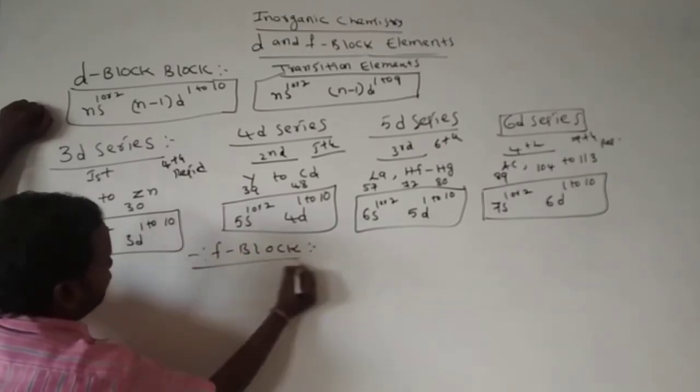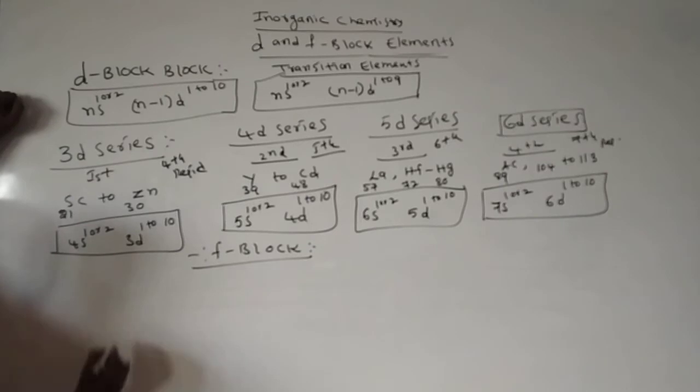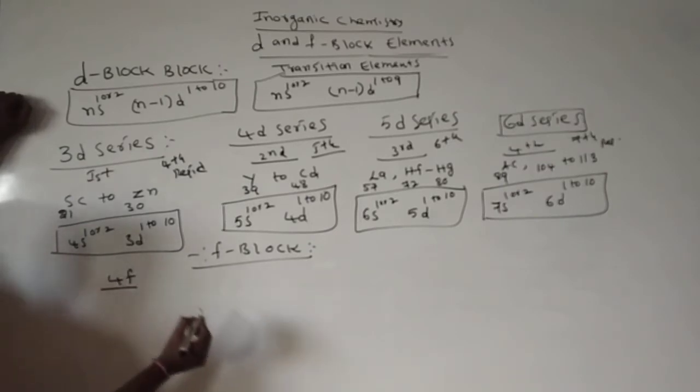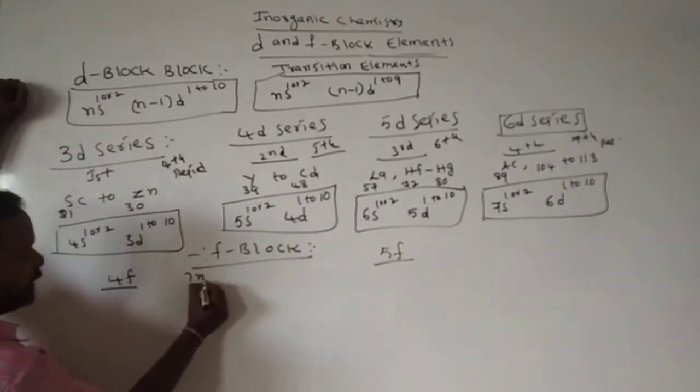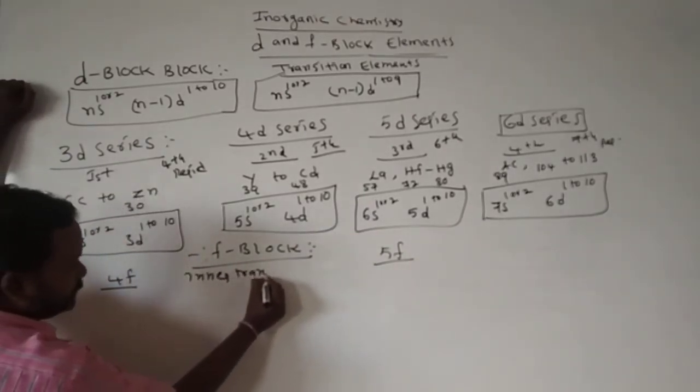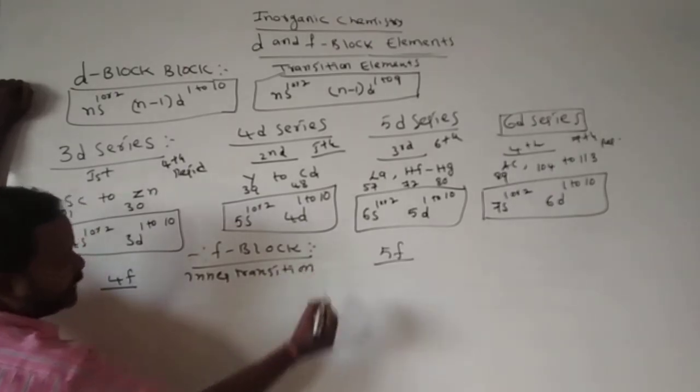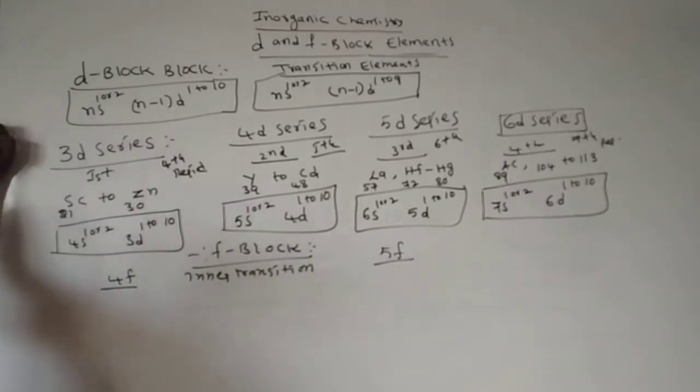Where are the F block elements present in the periodic table? These are arranged in two series, the 4F series and the 5F series. These are also called inner transition elements. Most of the F block elements are artificial elements, man-made elements, heavy elements.